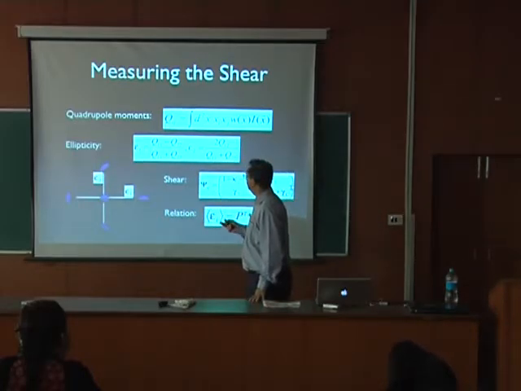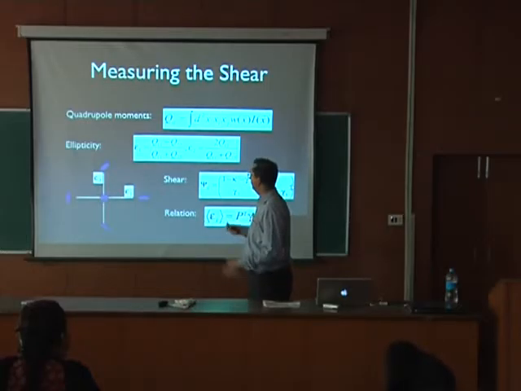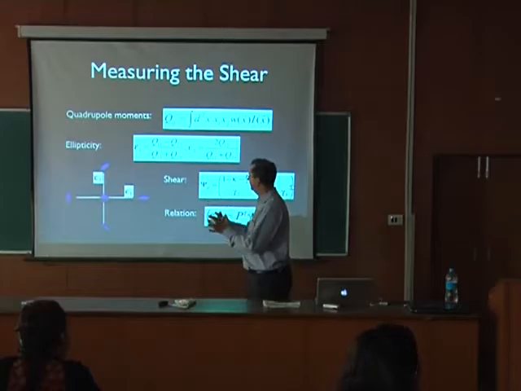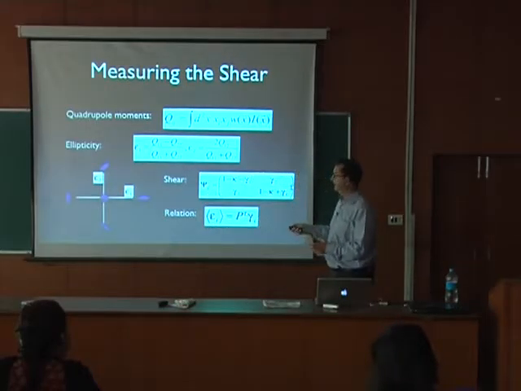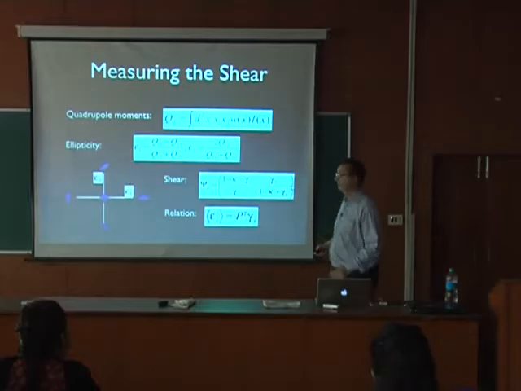So really the ellipticity has basically two numbers. You can recombine them if you want. One is the amplitude of the ellipticity, which tells you how flattened it is, and you can also get an angle out of it that tells you in which direction it is.